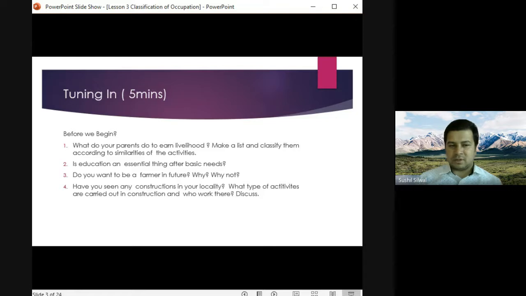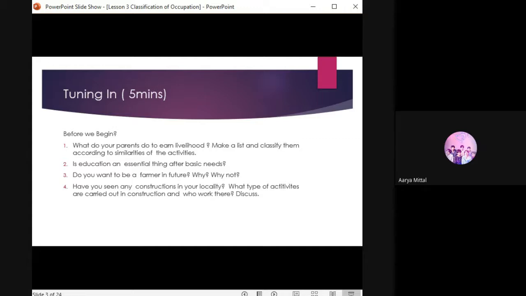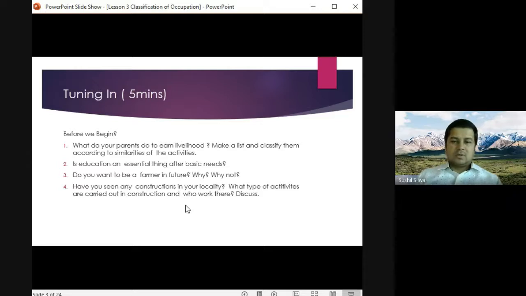Ari, can you answer the question? Do you want to be a farmer in future? Why or why not? Yes, I want to be a farmer in future. It helps us. It helps a lot of people. It's also good for exercise for our body. Also, I love planting and gardening. Okay. Now the next person who has not answered, Adipta.